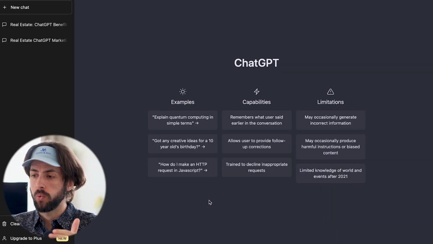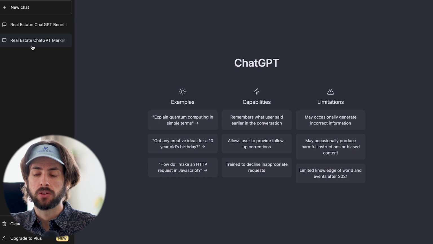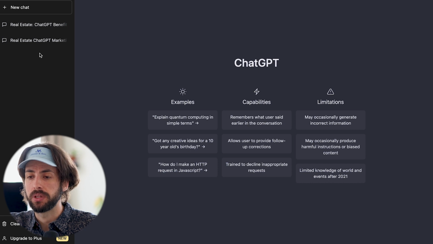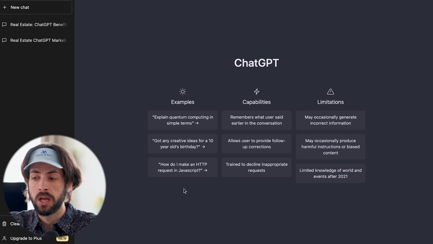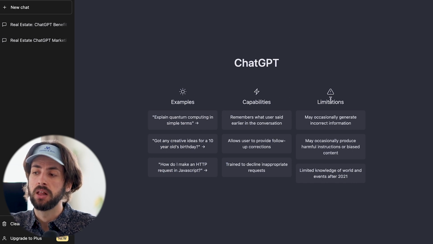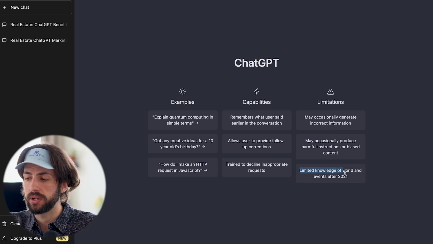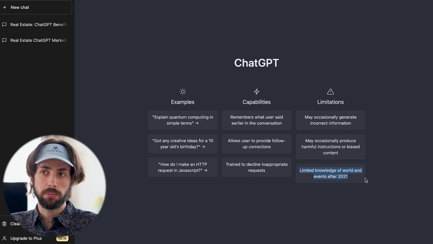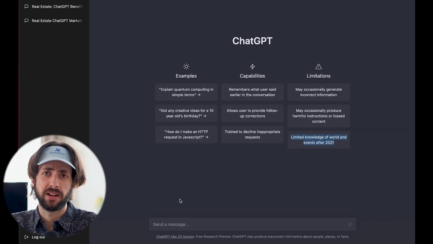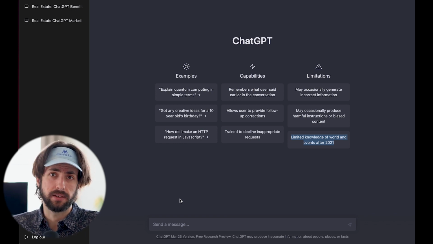Okay, so this is what the home screen of ChatGPT is going to look like. It saves chats. As you can see, I've already played around with it on the left-hand side. These are the two chats that I've played around with in the past. It gives you examples of what you can be asking. It gives you the capabilities as well as the limitations. There are some limitations, as it says right down here: limited knowledge of the world and events after 2021. So keep that in mind. Don't ask it for timely things. Also, it's not going to give you sports betting advice or stock market advice. That's how AI takes over the world.